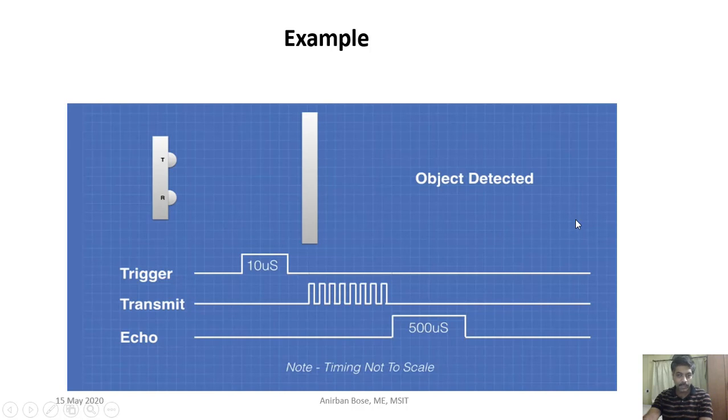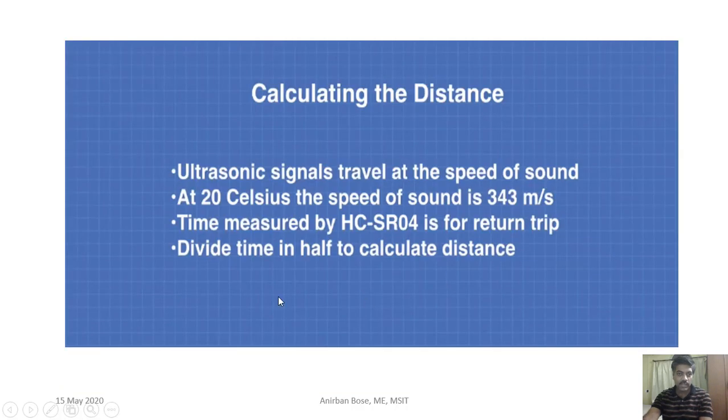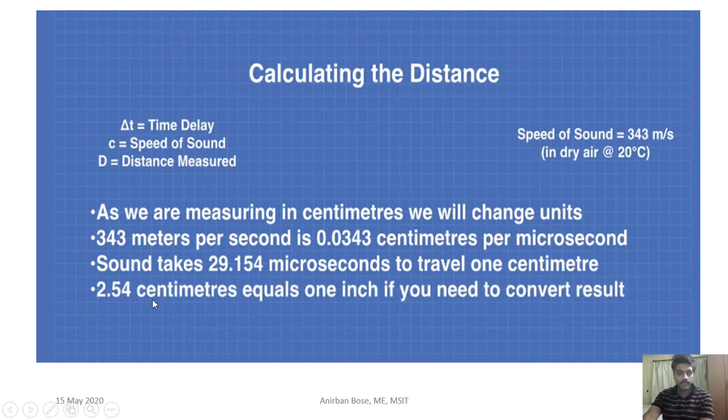If we consider the speed of sound is 343 meters per second at 20 degrees centigrade, then based on that it is possible to identify the distance. If the speed is 343 meters per second, then if you convert it into centimeters per microsecond, it will become 0.0343. So this is the speed of sound in centimeters per microsecond. That's all, that's what you have to remember.